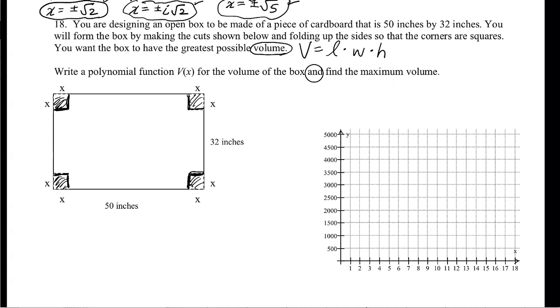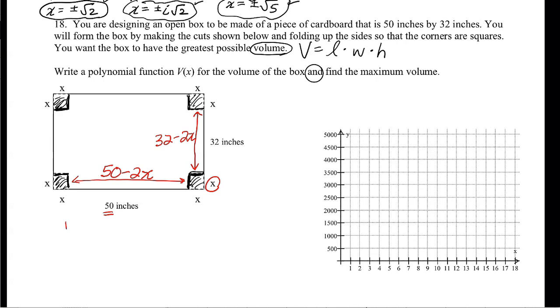So this side of the box, that side of the box, it was 50 inches, but we cut 2 x's out, so that would be 50 minus 2x. This side of the box, it was 32 inches, but again, we cut x out of each one, so that would be 32 minus 2x. And then the height of the box is actually one of these x cuts.